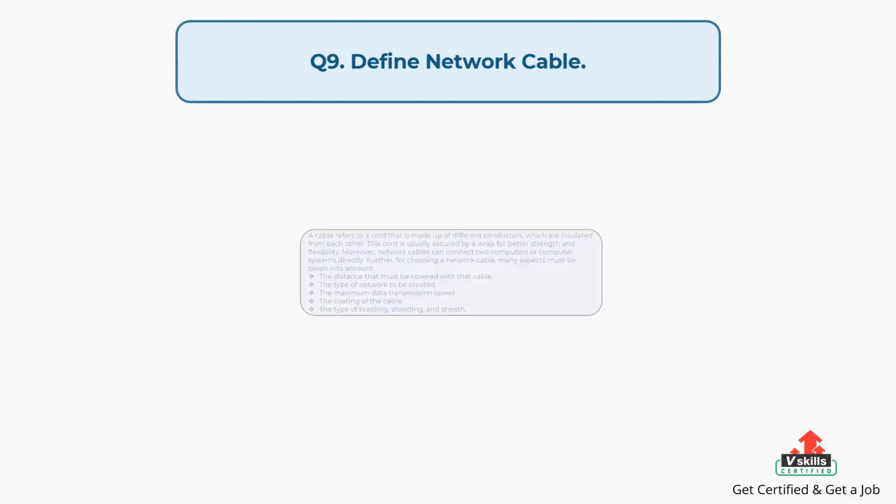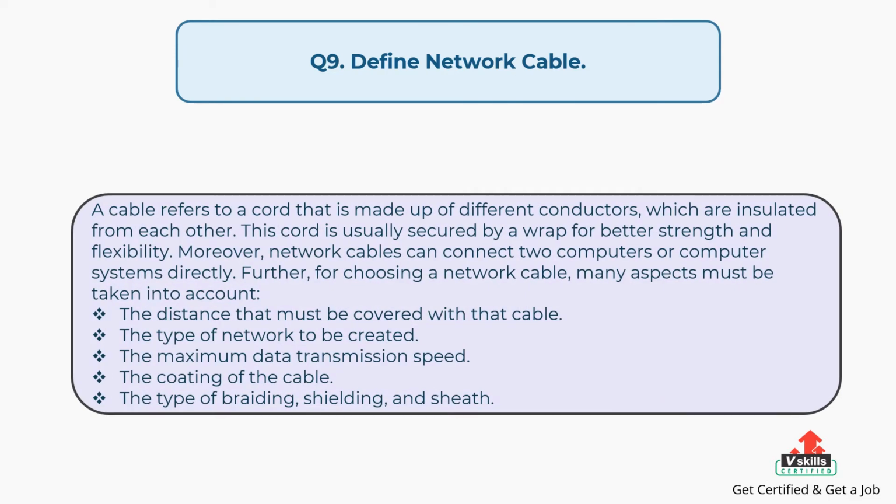The answer is, a cable refers to a cord that is made up of different conductors, which are insulated from each other. This cord is usually secured by a wrap for better strength and flexibility. Moreover, network cables can connect two computers or computer systems directly. Further, for choosing a network cable, many aspects must be taken into account.